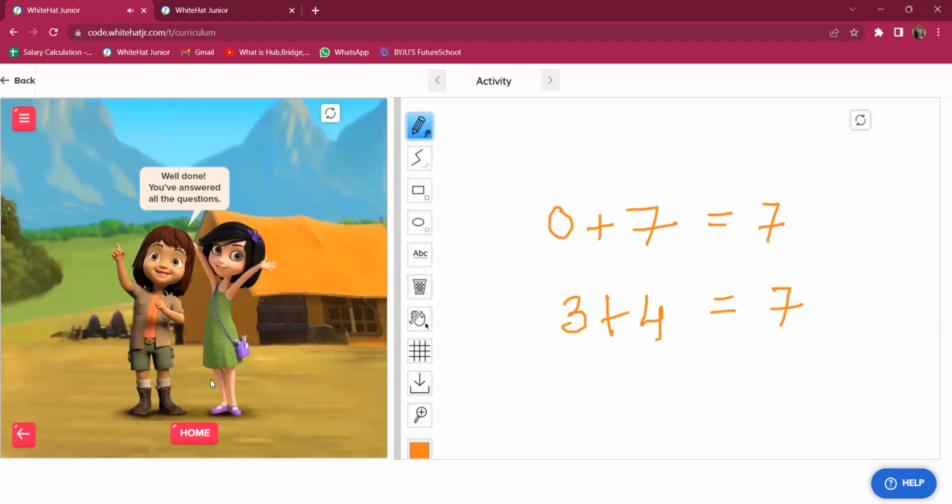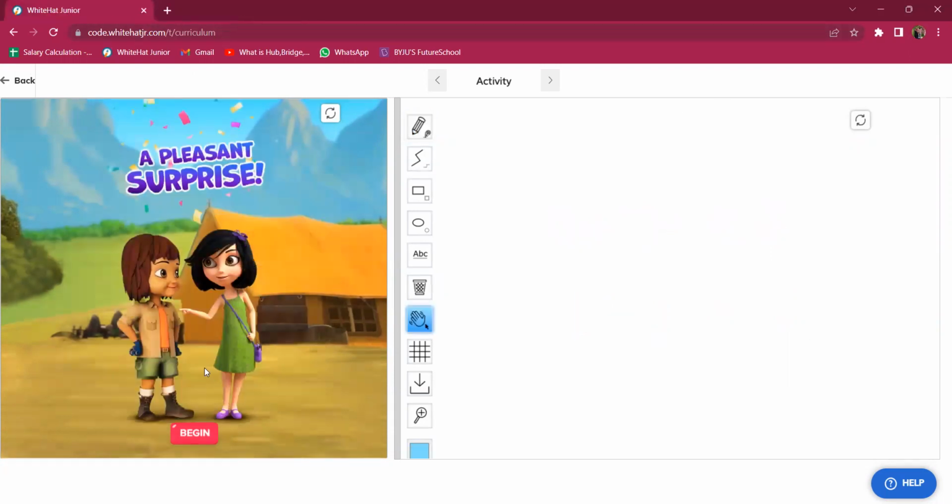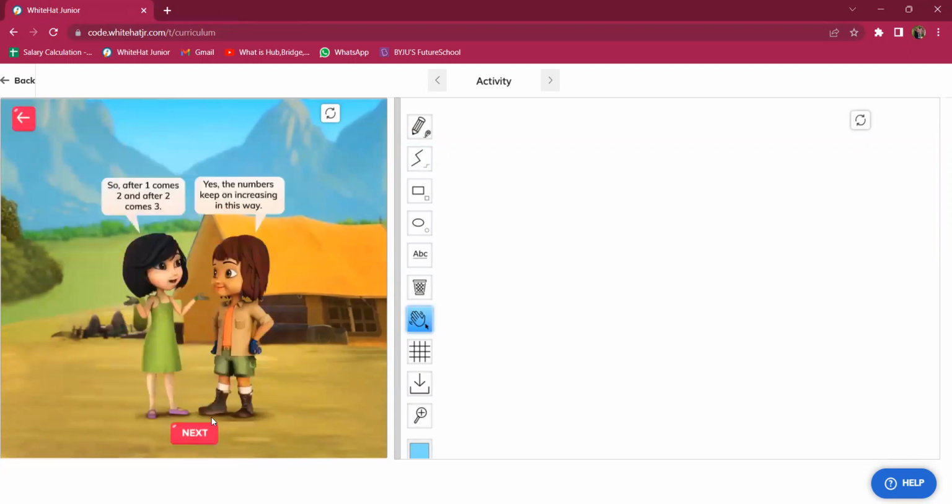Well done. You have answered all the questions. Let's move to the advanced activity, which is activity number 5. So let's see what we have to do in activity number 5. We have already learned the numbers 1 to 9.